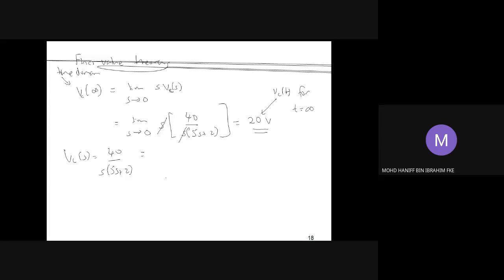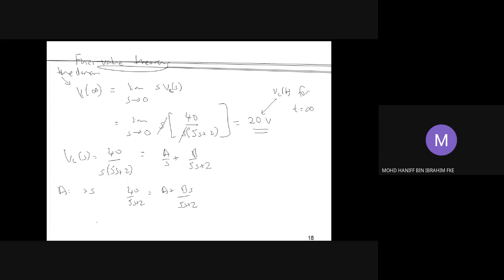To find the VCT, we need to write this VCS in terms of a partial fraction form. So we're going to have it as A over S plus B over 5S plus 2. Then we can find the A and B. To find the value of A, multiply both sides with S. We're going to have 40 over 5S plus 2 equals A plus BS over 5S plus 2.